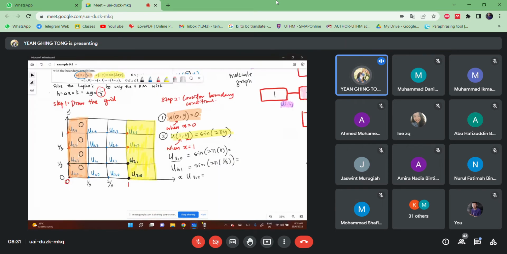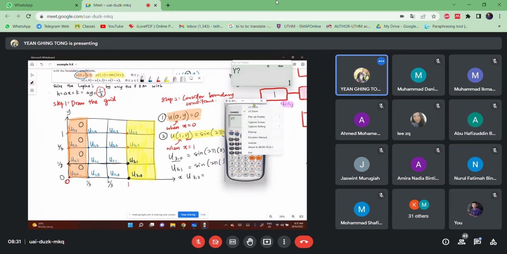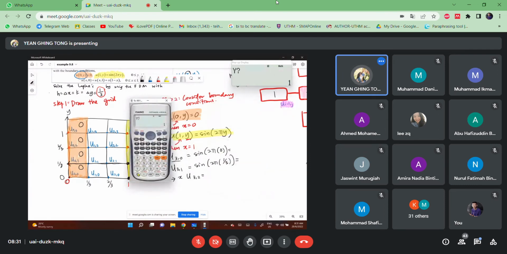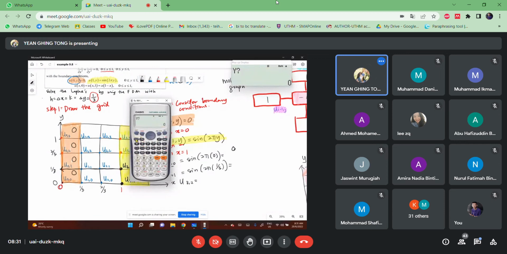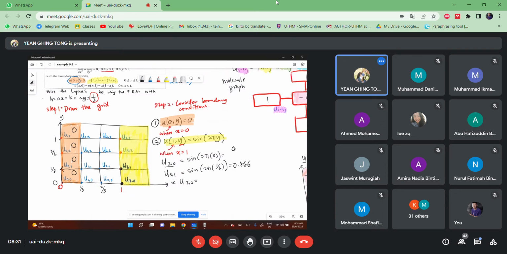Start with y equal to 0, so you get 0 here. And then when y is 1/3, calculate again, you get 0.866. Here, sine 2 pi, 2/3.